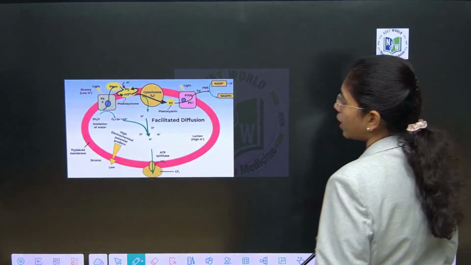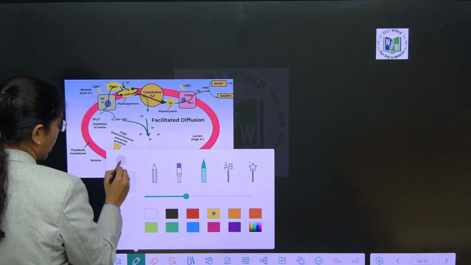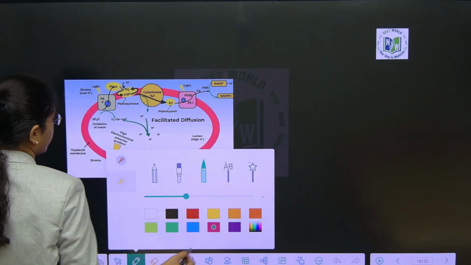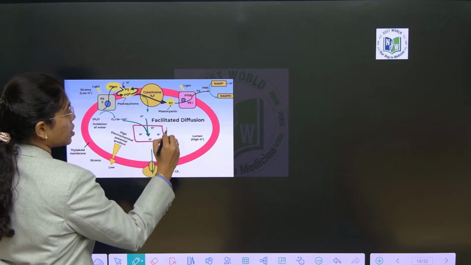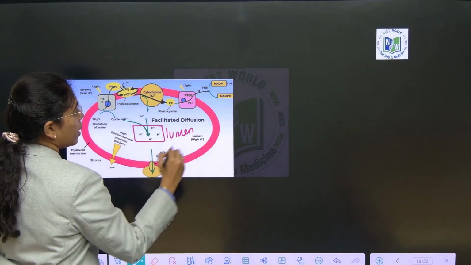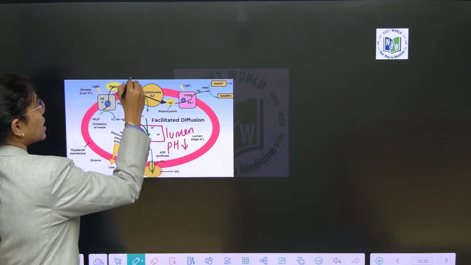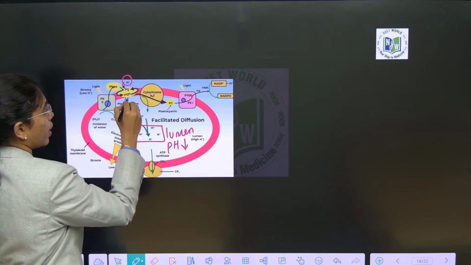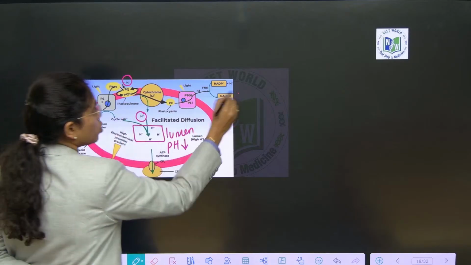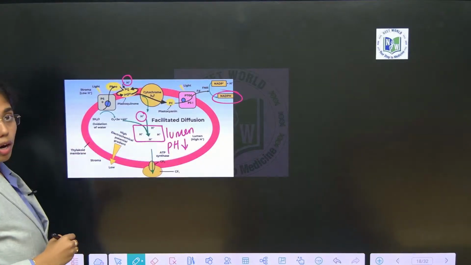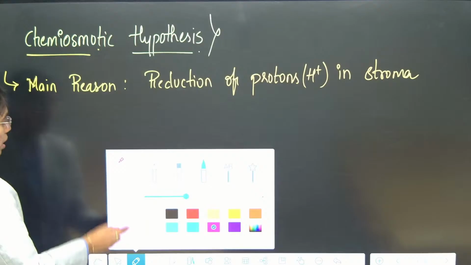Here you can see reduction of protons in the stroma. There are three main reasons, if you can observe. First is increase in proton concentration inside the lumen, where pH will be reduced inside the lumen. Fine, right? And next is through quinone cycle, where the proton gradient is again increased inside the lumen. Third is due to the reduction step of non-cyclic photophosphorylation. Mention out the reasons carefully.